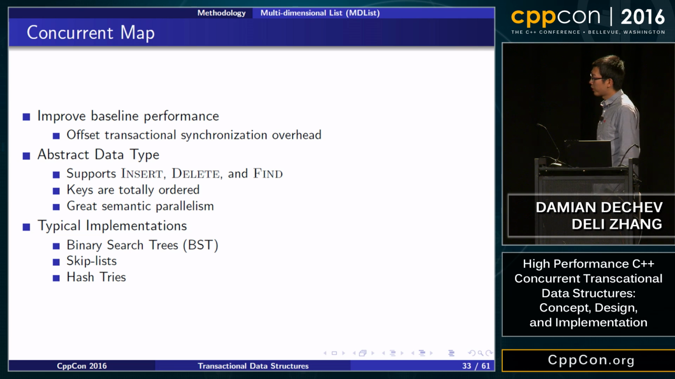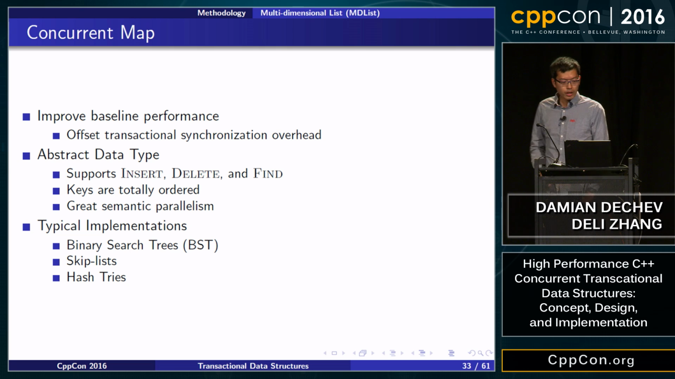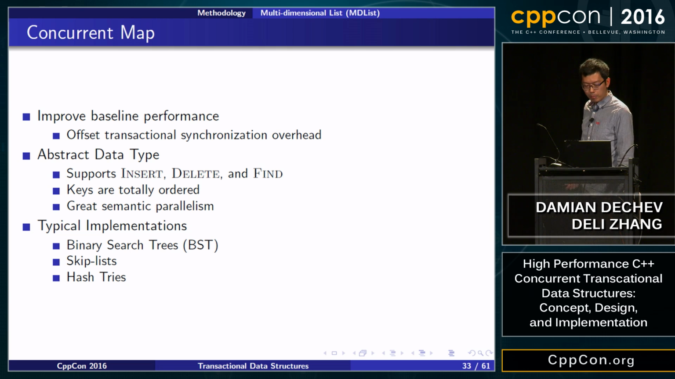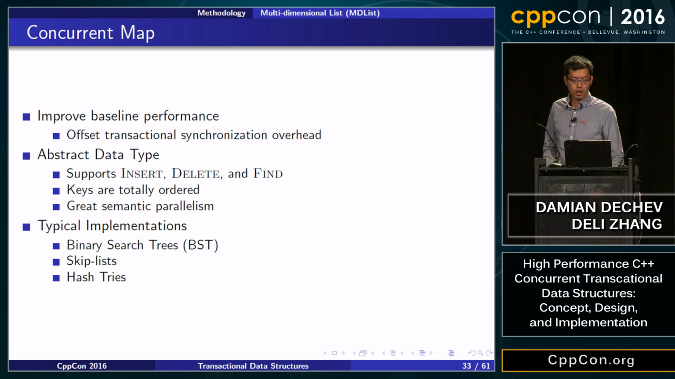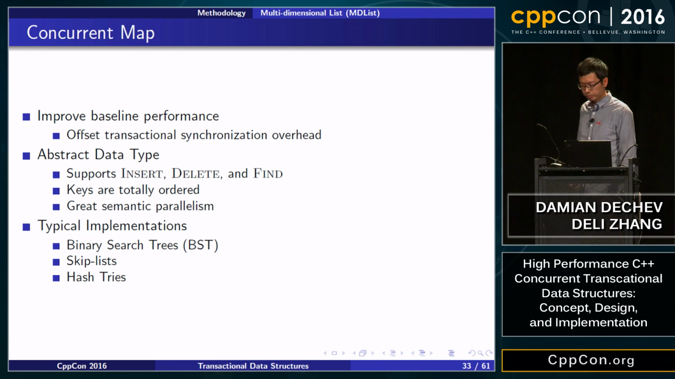In sequential scenarios, these maps are usually implemented by binary search trees, skiplists, and hash trees. We definitely want a better performing concurrent map. This will improve the baseline performance, because whichever transaction synchronization scheme you choose, this will bring down the additional overhead. And all existing implementations have concurrency limitations.